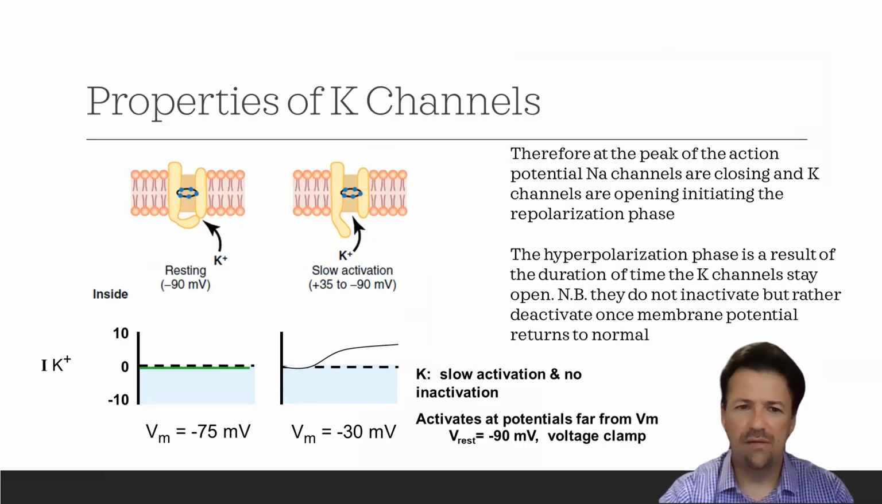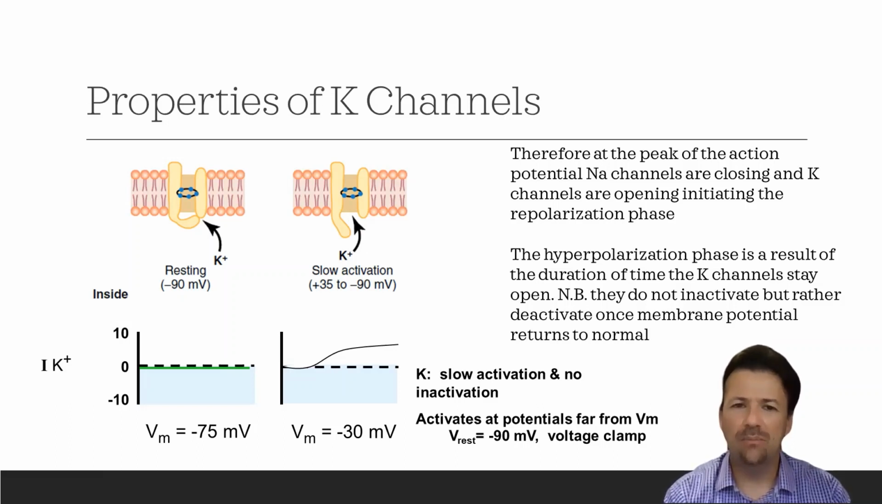So you can see here from this diagram, at around -75, -50, they're only now starting to activate, and they slowly ramp up. So what happens is, as the voltage-gated sodium channels are closing, the slow activating potassium channels have now ramped up, and they're all now opening.